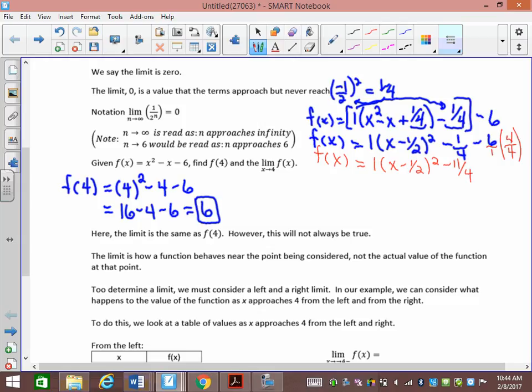Oh, 25. Good math. Good math. 25. That said 25 the whole time. I have no idea what you're talking about. That's a really nice looking 25. So what's your vertex at?